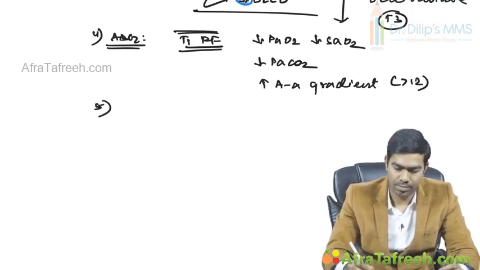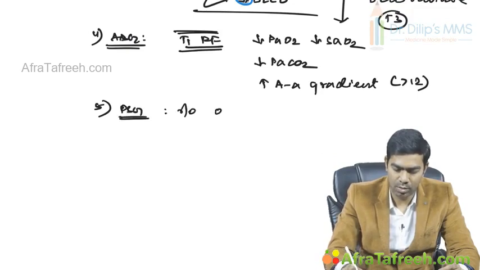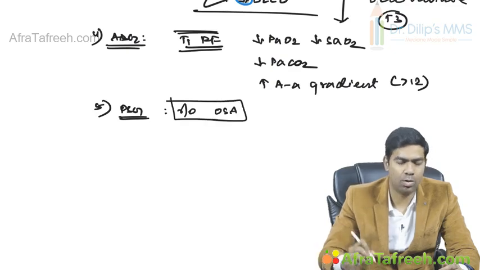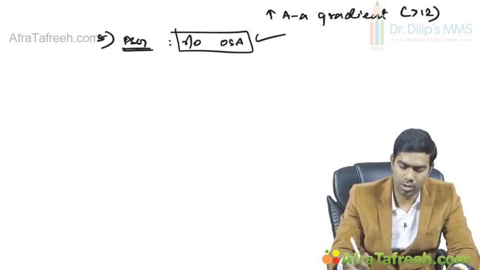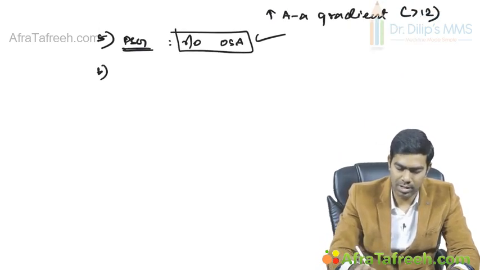And the fifth one, you can do a PSG, polysomnography. This is to rule out OSA. OSA is a very important cause of pulmonary hypertension, especially in obese patients and snoring patients. You can try doing a PSG, polysomnogram. And the sixth one, you can do a CT.